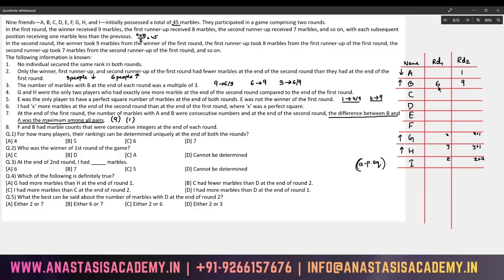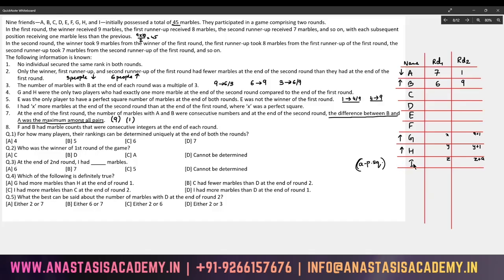And given that people whose number of marbles have gone down from round 1 to round 2 were people who had 7 marbles or 8 marbles or 9 marbles at the time, and A and B were supposed to be consecutive numbers, the number of marbles with A has to be 7 in round 1. These two data points are very clearly identified.